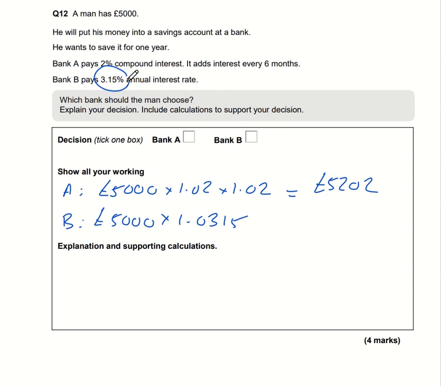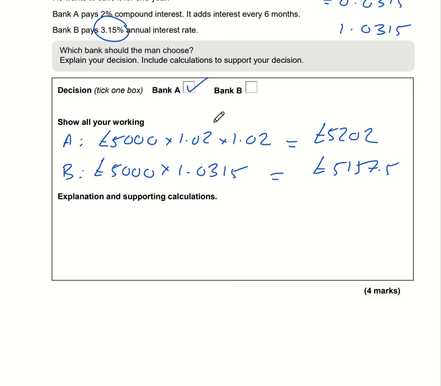1.0315. If you're struggling with the multiplier here, just divide it by 100. So 0.0315, that is the multiplier we would use if we were calculating 3.15% of an amount, but if you want to increase by 3.15%, then we just need to add 1 to that figure, so that's where the 1.0315 comes from. Anyway, that comes to a total of 5,157.5, so that is less than 5,202, so he should go with Bank A.